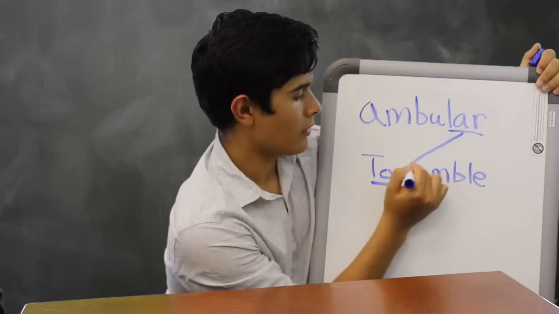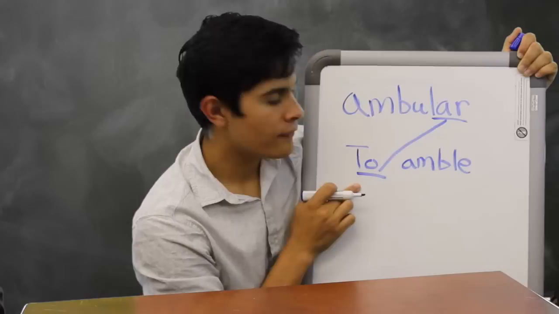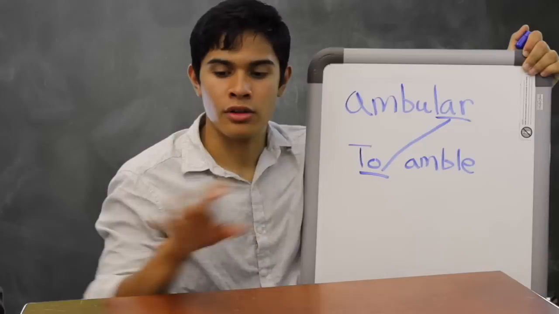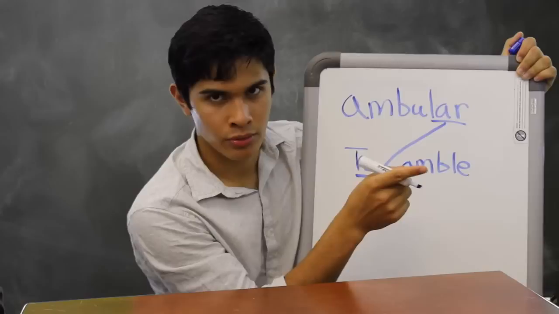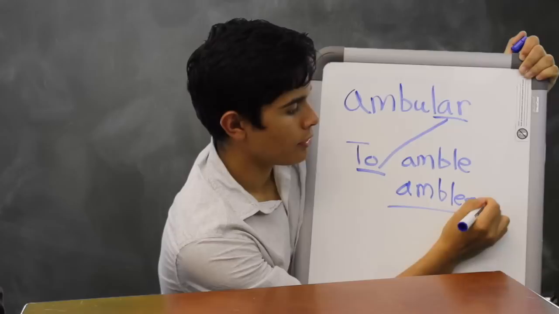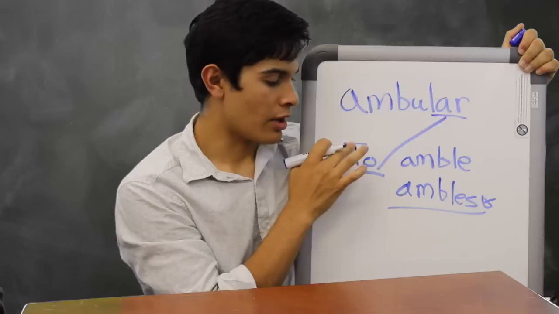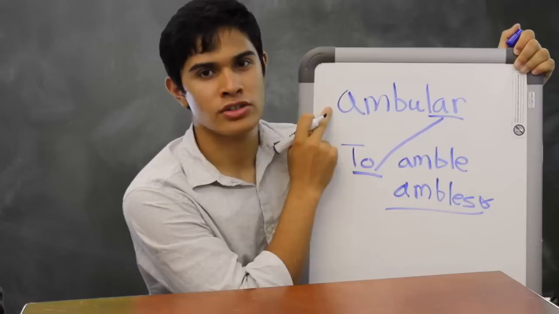Now, this is where people have some difficulty. In English, we conjugate. We change the infinitive, which is the entire word, to suit a specific location, time, or situation. So, to amble is the infinitive. He, she, or it ambles, with an S, okay? So, when an infinitive changes, it becomes conjugated. We do this in English, but it is much more common in Spanish and any Romance language.